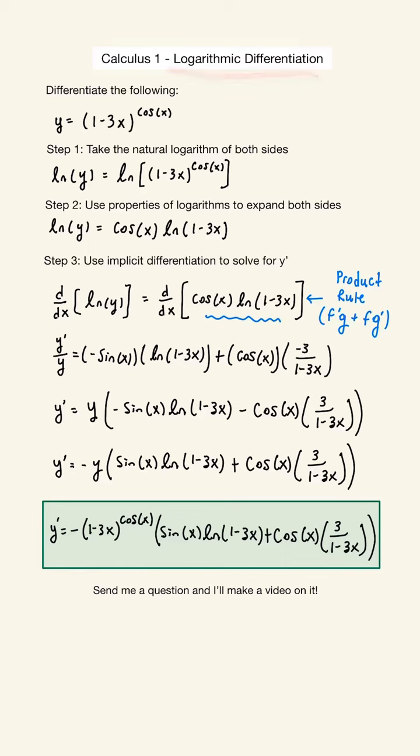Here we have another logarithmic differentiation example problem, and we want to take the derivative of y, which is equal to (1 minus 3x) raised to the cosine x power. And so when we look at this expression, it looks very confusing.